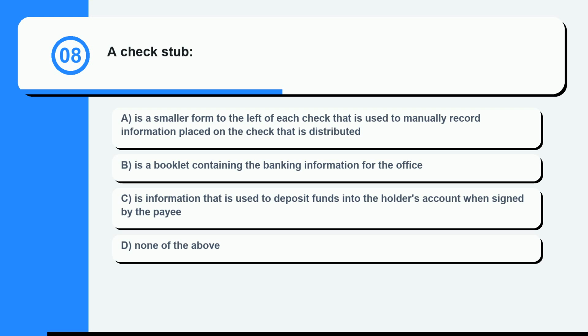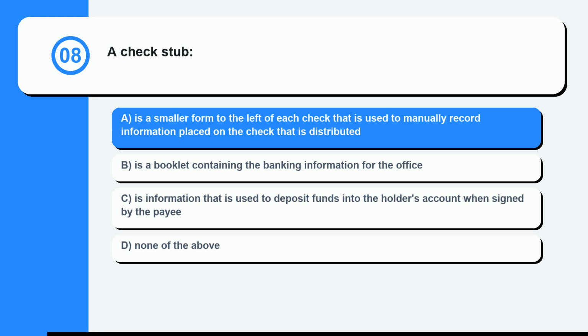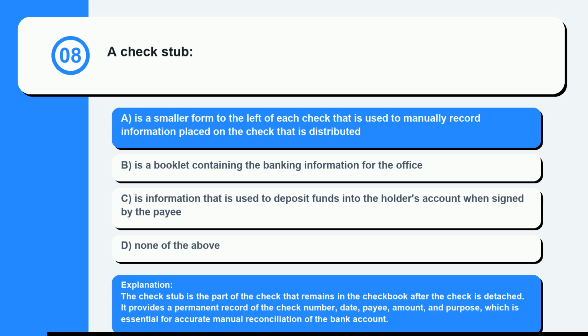Question 8. A check stub. A. Is a smaller form to the left of each check that is used to manually record information placed on the check that is distributed. B. Is a booklet containing the banking information for the office. C. Is information that is used to deposit funds into the holder's account when signed by the payee. Or D. None of the above. The correct answer is A, is a smaller form to the left of each check that is used to manually record information placed on the check that is distributed.